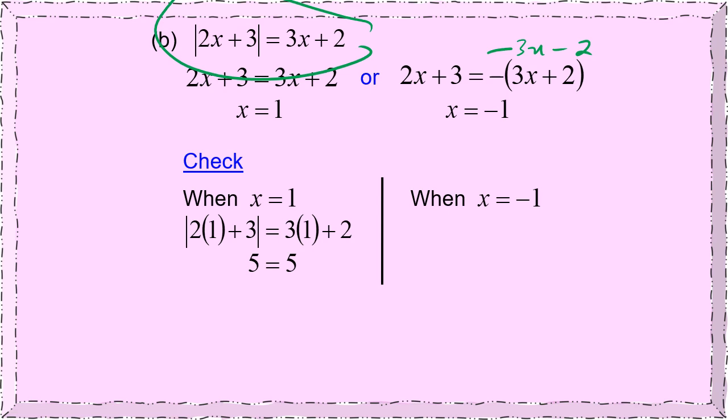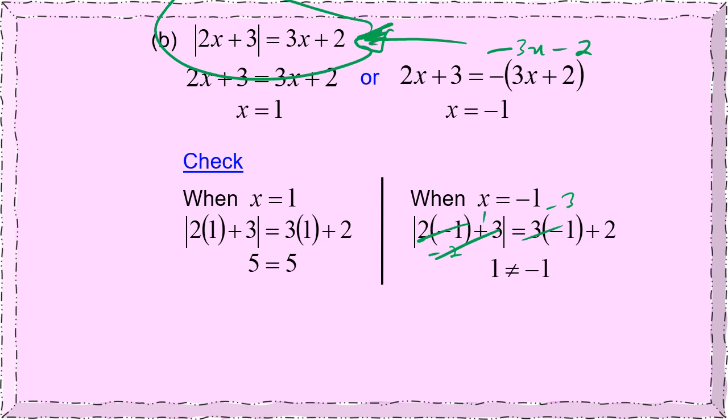For x equal to -1, we put it into the question. So we have absolute of 2 multiplied by -1 plus 3. So here we get -2 plus 3, which is equal to 1. Absolute of 1 is still 1, and the right hand side we get -3 plus 2, which is equal to -1. So both are not the same value. One is positive, another one is negative. So we have to reject the answer x equal to -1. So the final answer for question B is 1 only. So the solution set is x equal to 1.